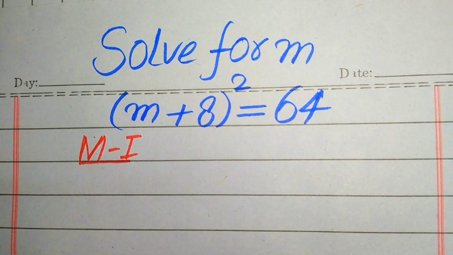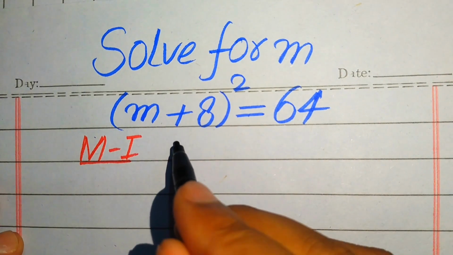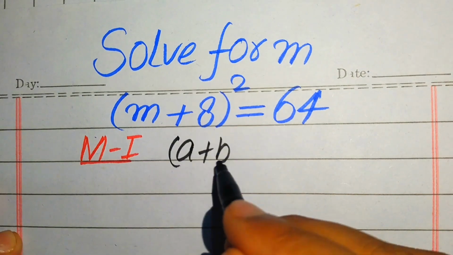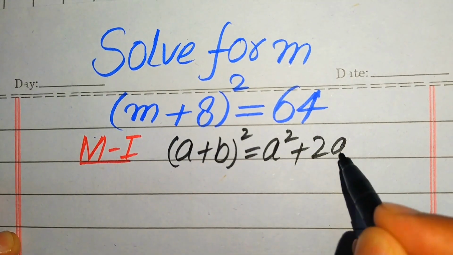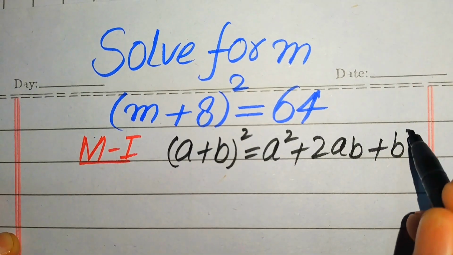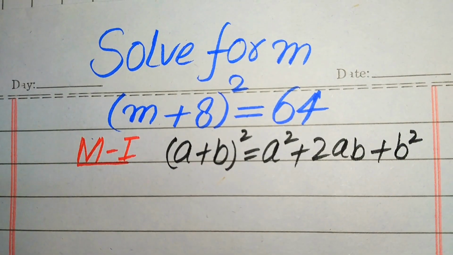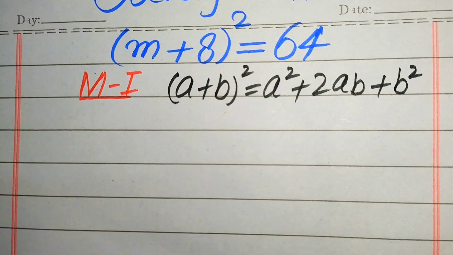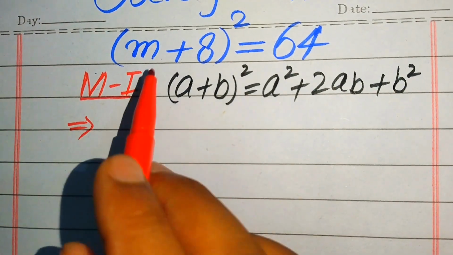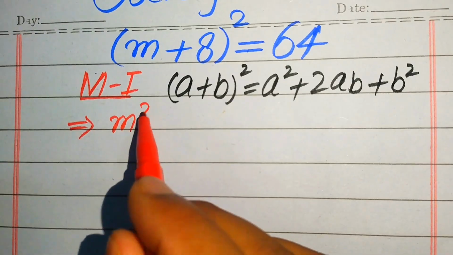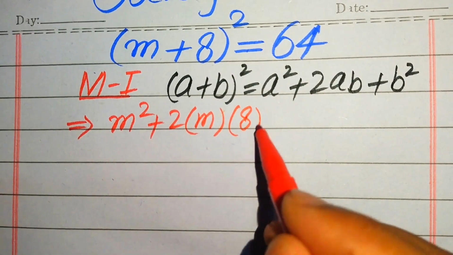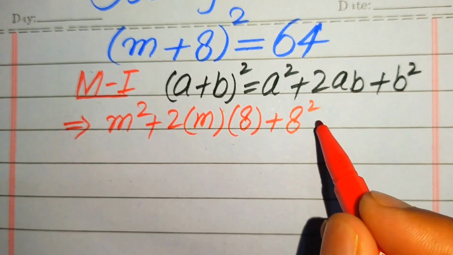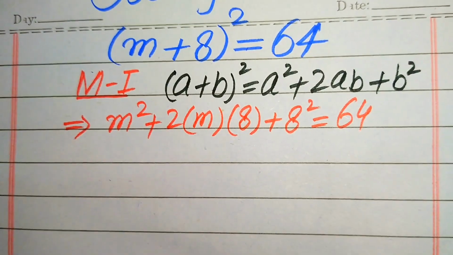So in the first method we use the nice algebraic formula. Here you know that (a + b) whole square equals a square plus 2ab plus b square, so we apply this formula to the left hand side of the above equation. After applying this formula, this term is written in this form: m square plus 2 times m into 8 plus 8 square equals 64.